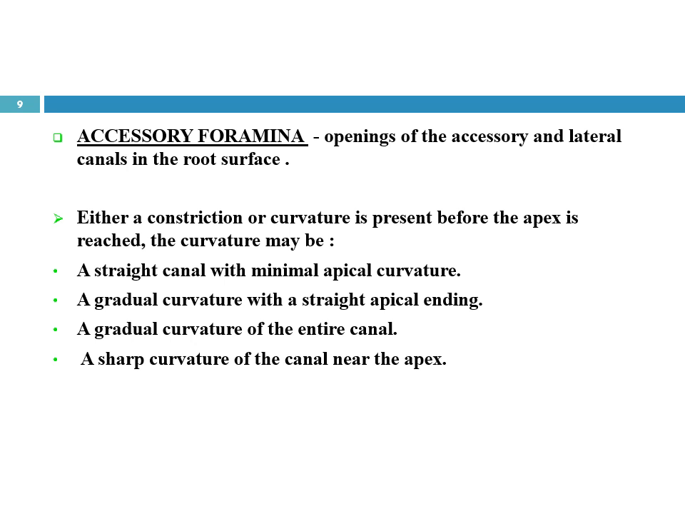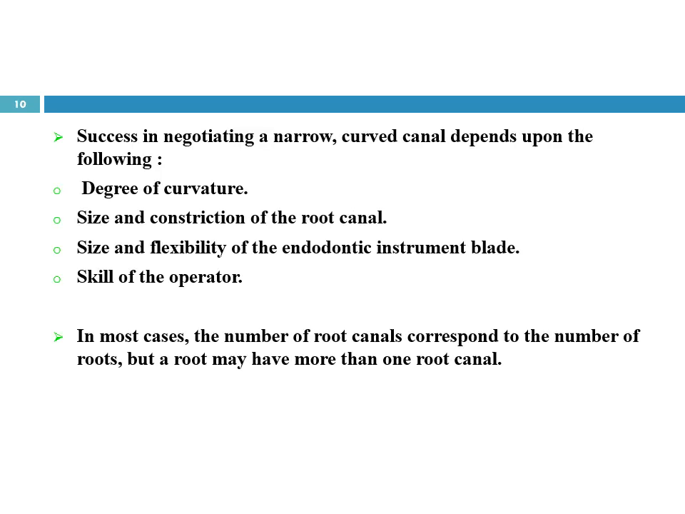So either a constriction or curvature is present near the apex. The curvature may be straight with minimal apical curvature, or there may be a gradual curvature with a straight apical ending, or there can be a gradual curvature of the entire canal, or a sharp curvature of the canal near the apex. The success in negotiating a curved canal depends on the degree of the curvature, the size and constriction of the root canal, the flexibility of the instrument blade, and the skill of the operator. In most cases, the canals correspond to the number of roots, but a root may have more than one root canal.